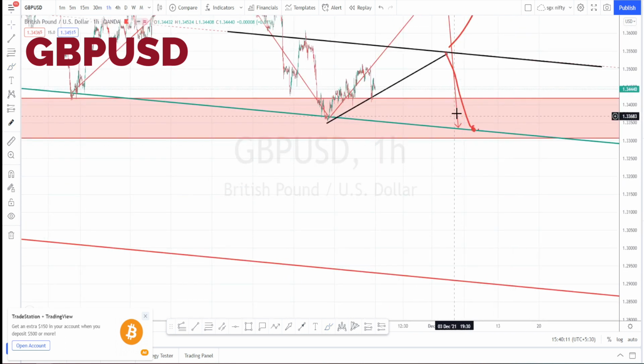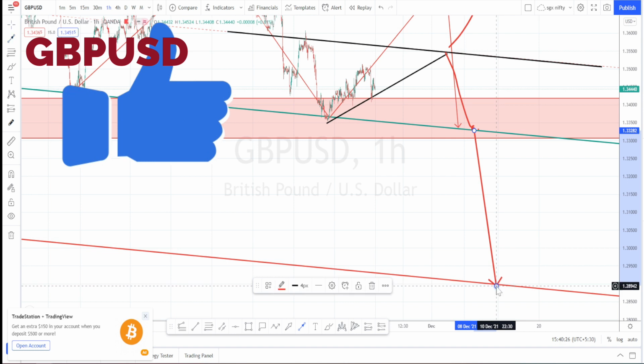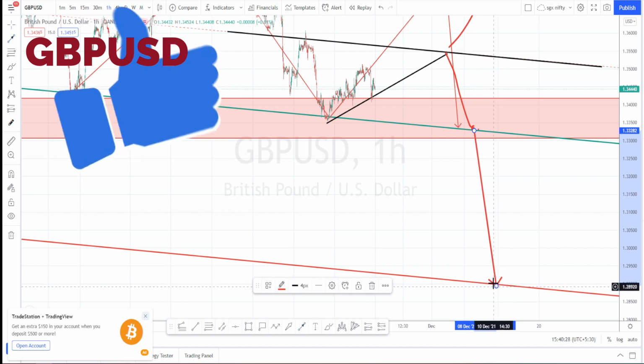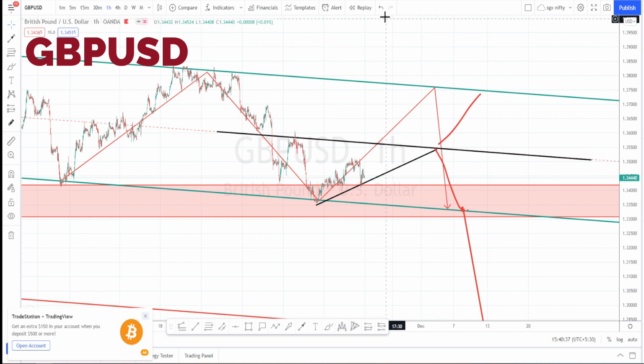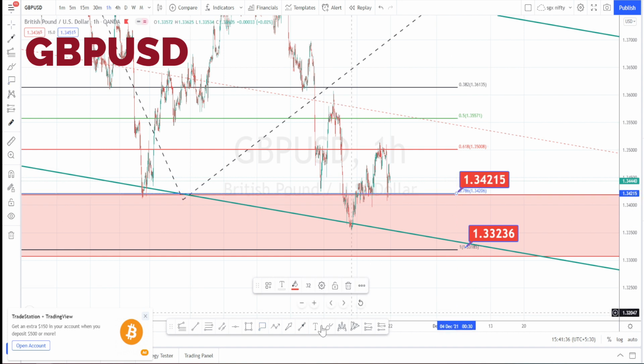If it breaks this support level, we can expect a further trend down and test this bottommost support level again. This is from the weekly time frame support line. Let us mark the trading ranges for Monday. This is going to be the next level of support. Presently this is acting as a support.